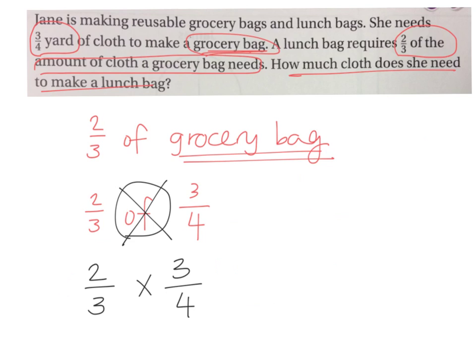So we know Jane needs 3/4 of a yard of cloth to make the grocery bag, but only 2/3 of that amount to make her lunch bag. So that's why we knew she needs 2/3 of the grocery bag amount, which happens to be 3/4. So that's 2/3 of 3/4. We know in math the word "of" really means multiplication. So 2/3 of 3/4 is the math equation 2/3 times 3/4. So now we have to figure out, okay, how can I use a model to show 2/3 of 3/4?